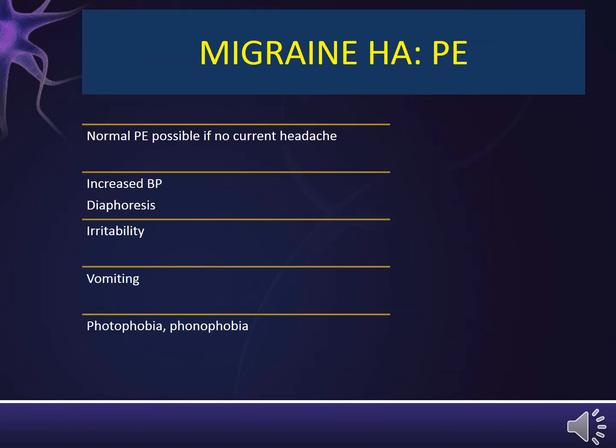On physical exam of a migraine, normally there will be no signs or symptoms if they're not having the headache. However, if they do come into the office with a headache, you might notice increased blood pressure, diaphoresis, irritability, vomiting, photophobia, and phonophobia.